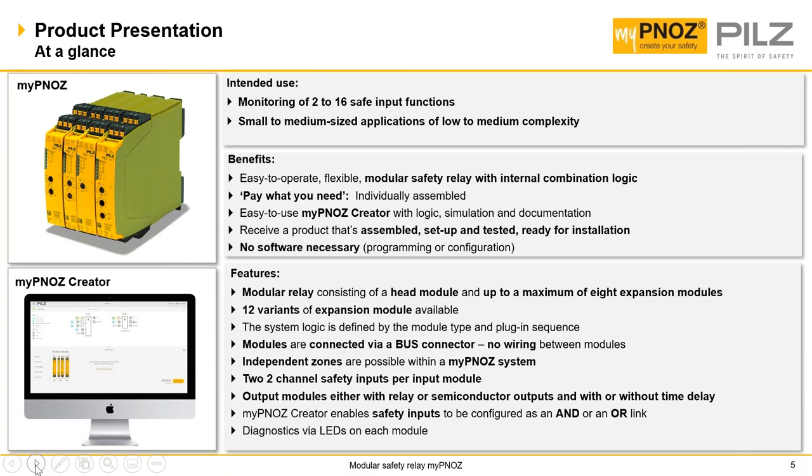The expansion modules are connected to the head module via a bus connector, which supplies the 24 volt DC supply and also cuts out any wiring between modules. In the myPNOZ creator tool, the safety inputs can be configured as an AND or an OR link, and the output modules are selected either with a relay or semiconductor output and with or without time delay.